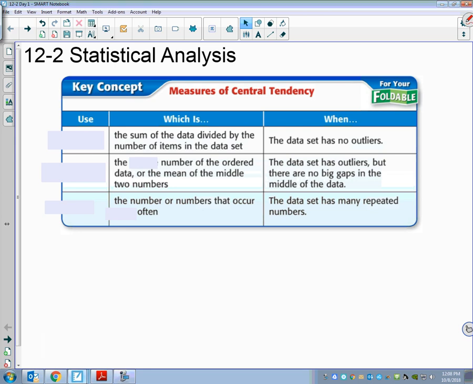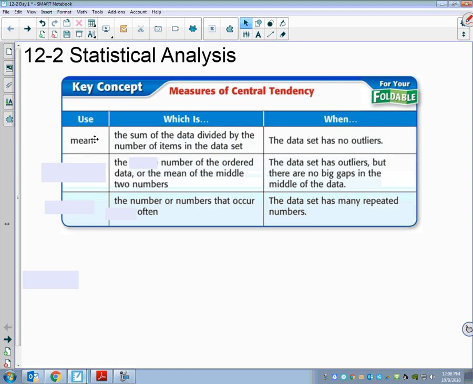Okay, so continuing with our statistics chapter here, we want to talk about statistical analysis. And so part of this is measures of central tendency, which means measuring what's happening with the data set. And these are words that I know you've seen before. One of them is mean, right? Another word for mean is average. And it's just the sum of the data divided by the number of items in the data set.